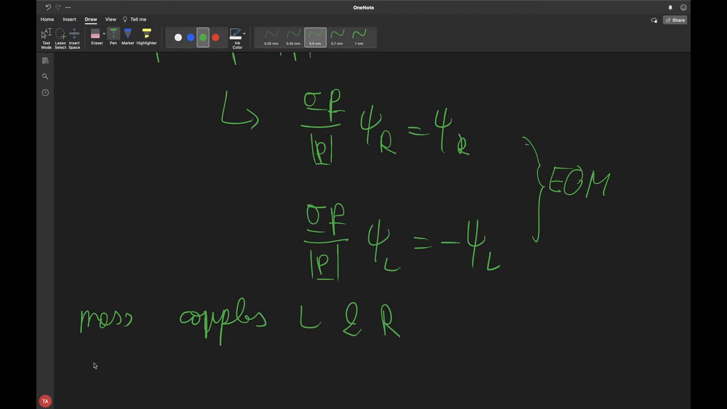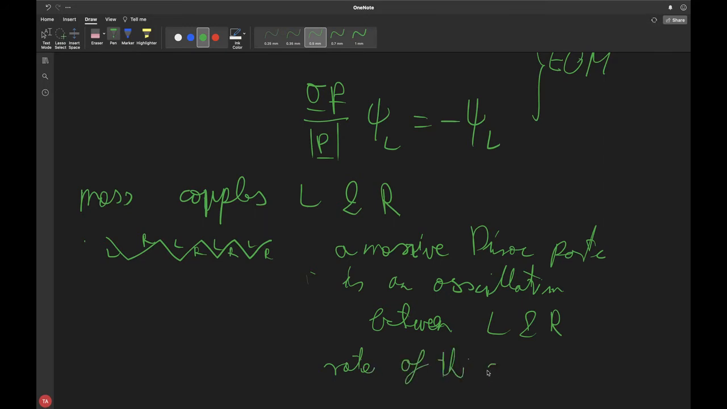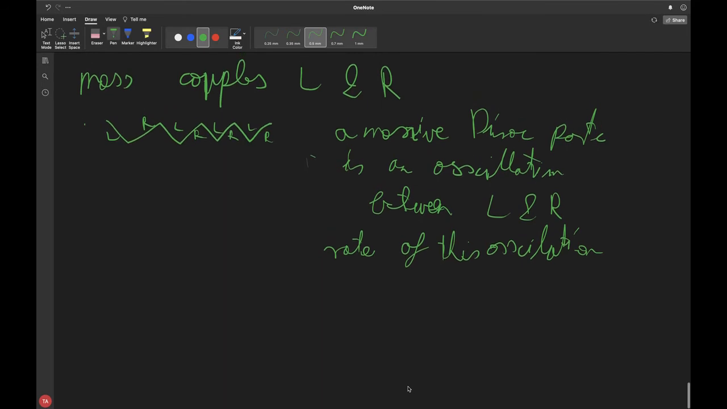You could think about a massive particle as left-handed, right-handed, left-handed, right-handed, and so on. A massive Dirac particle is an oscillation between left and right, and the rate of this oscillation comes from the mass itself.